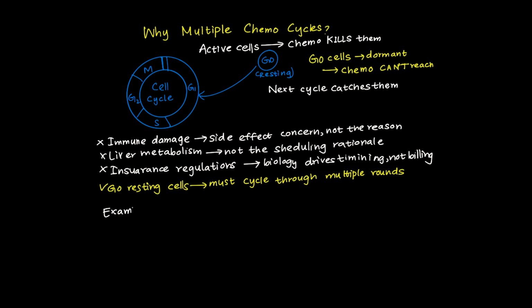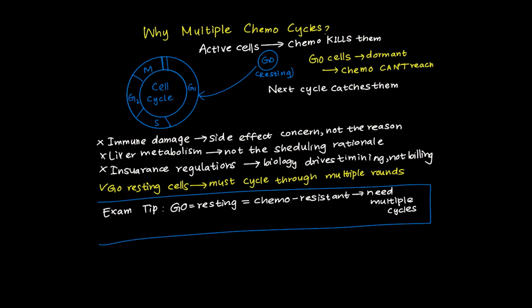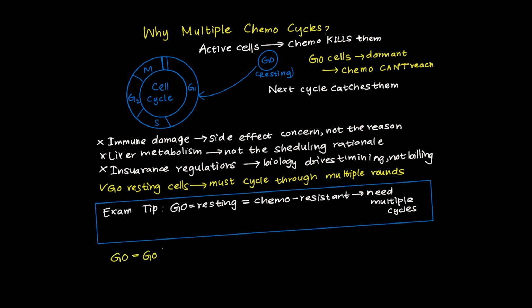Here's a WGU D454 OA exam tip for you. G0 equals resting equals resistant to chemo. Multiple cycles catch cells as they leave G0 and start dividing. Recall hook. G0 means go to sleep. Chemotherapy can't reach you there. Wake up, and the next cycle gets you.